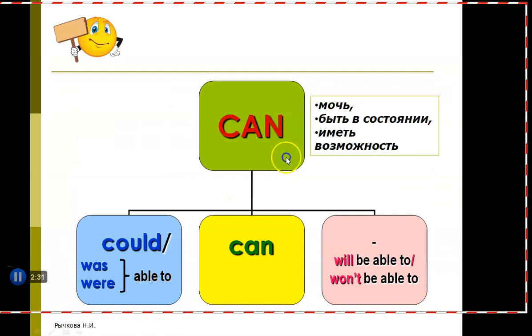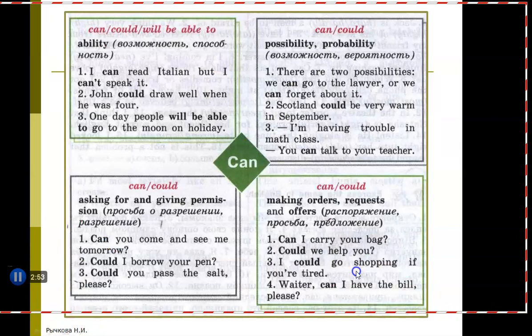Can. If you translate into Russian, you can say мочь, быть в состоянии, иметь возможность. Could is the past form of can, was, were able to. Can and will be able to, won't be able to is the future form. Can, could, will be able to: ability, возможность, способность.